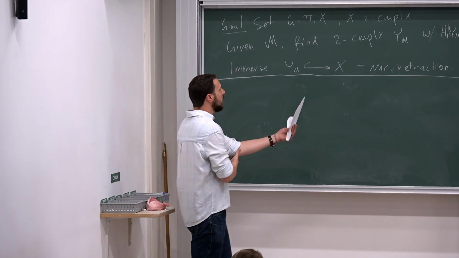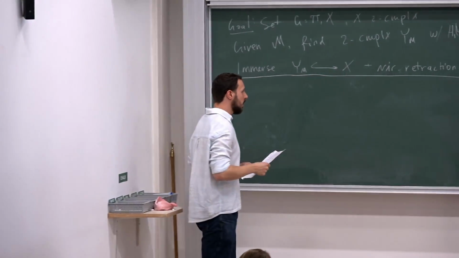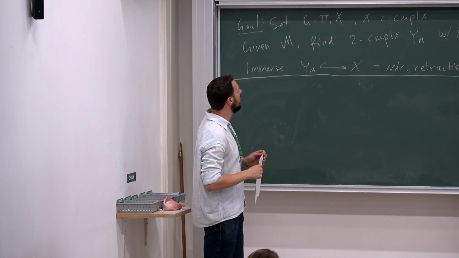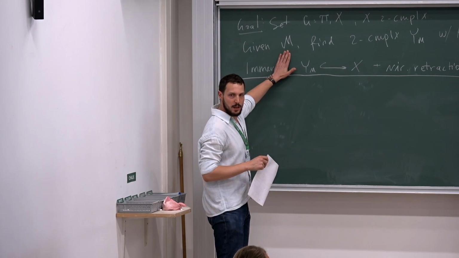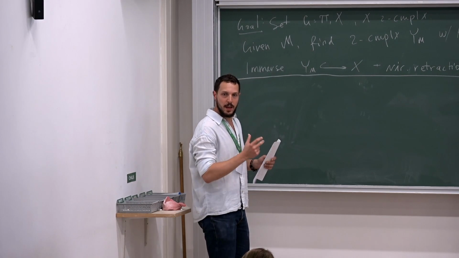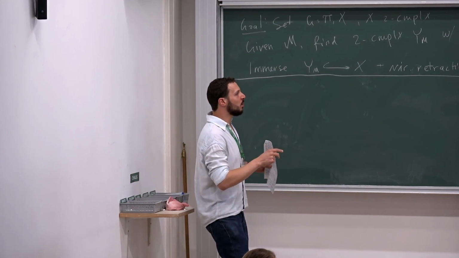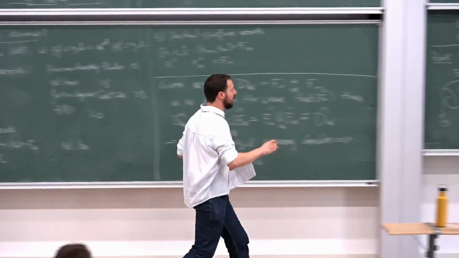So I think I will start by telling you a bit about what the 2 complexes Y_M are that we take. Is H1 of Y_M equal to M? M is a finite abelian group, and I want to have this as part of the first homology. It's not a manifold anymore, it's now a finite abelian group.